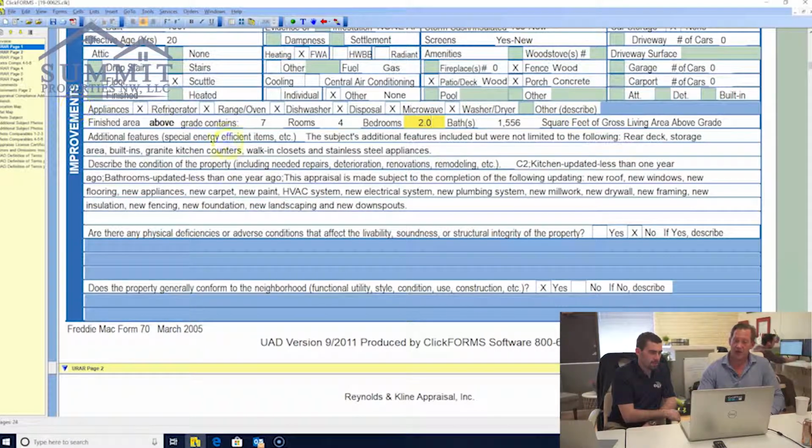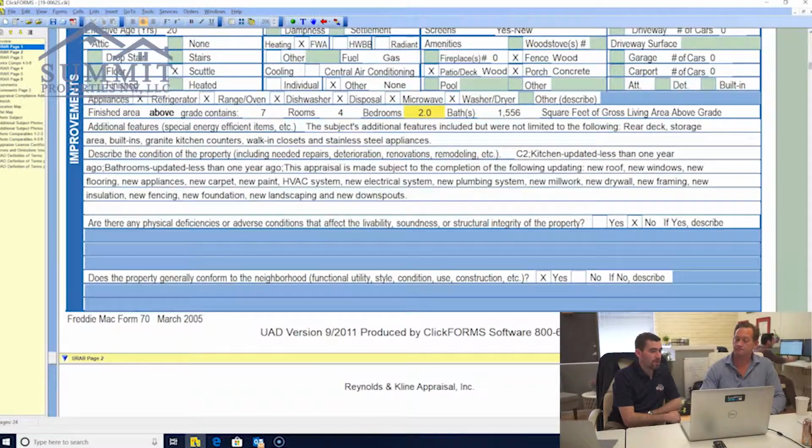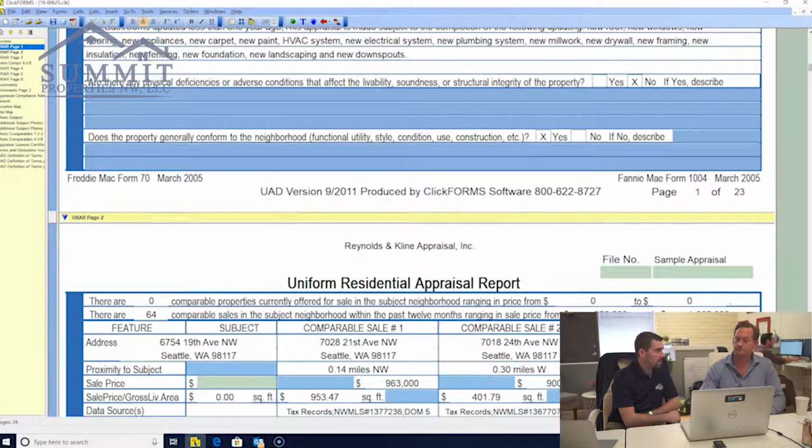Yes. And here's a little description: this appraisal is made subject to the completion of the following updating: new roof, new windows, and we break it down. That's why we have to get a bid of the remodeling you're going to do, so we can put it in our appraisal, and so then we have an idea of the level of updating. And I am the guy that transposes the budgets onto the form we send you. So if you ever have a question, you can refer to me. Okay, I'll hit you up for that.